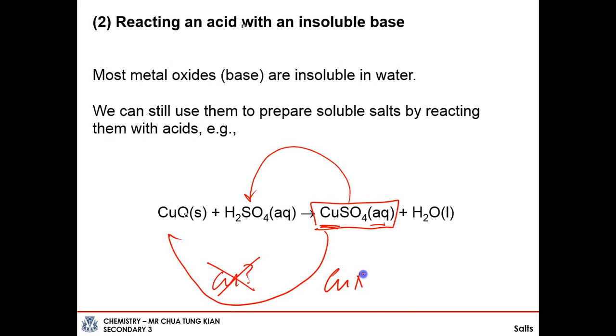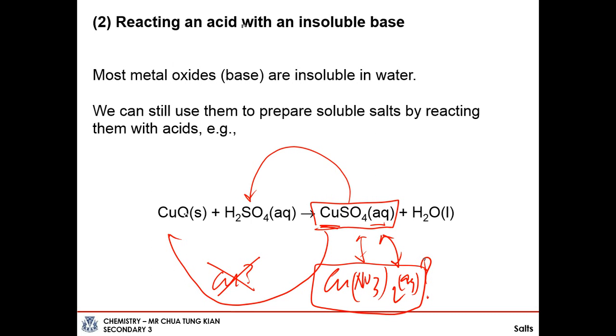Can we use copper nitrate? No, because copper nitrate is soluble in water. So what happens if we add extra copper nitrate in? How are we going to separate this out from the salt, copper sulfate, which is also soluble in water? There's no way, right? There's no way. They are both soluble in water, so there's no way to separate out any excess of copper nitrate if you add excess. So what do we do?